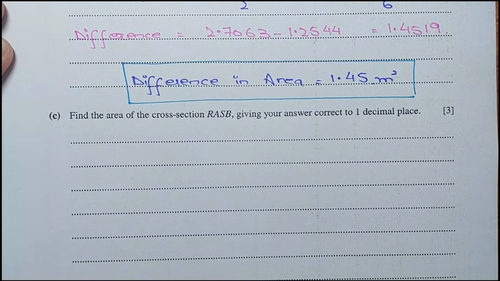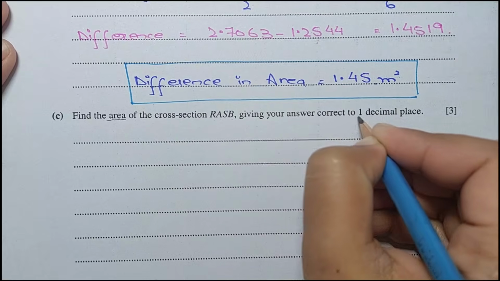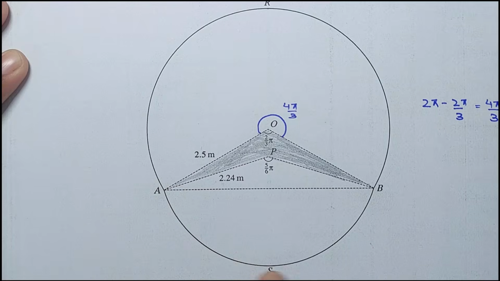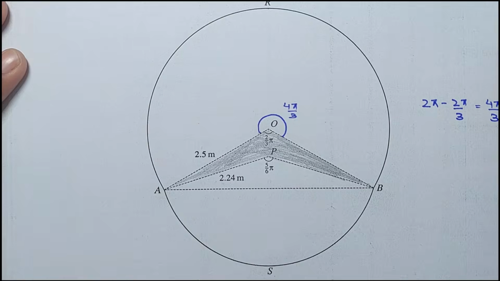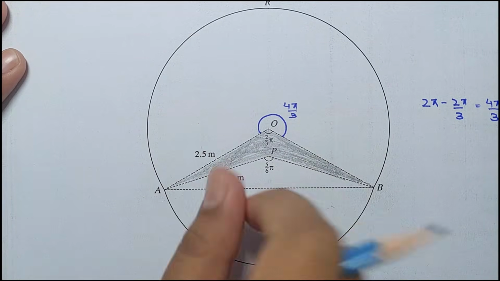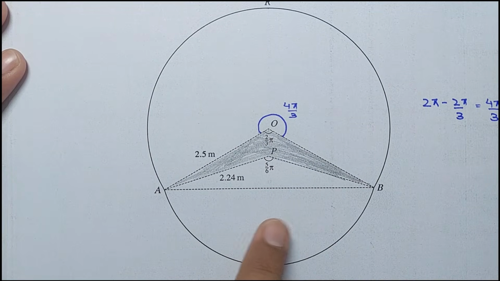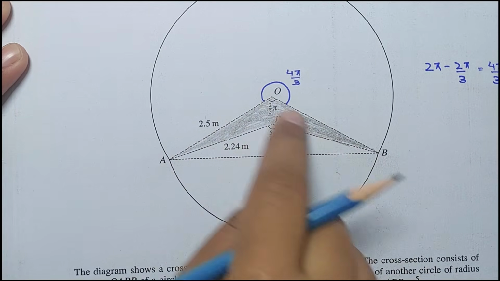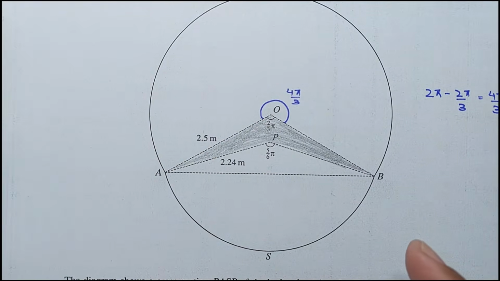Okay. Now for part C, find the area of the cross section RASB, giving your answer correct to one decimal place. Okay, RASB. We need to figure out the area of everything, right? So this is a sector of a circle with the center O, ARB, and this is a sector of a circle with the center P, ASB, plus the area of the middle one. So we got the area for the top one, the area for the bottom one, and the middle is the area difference between the two triangles.